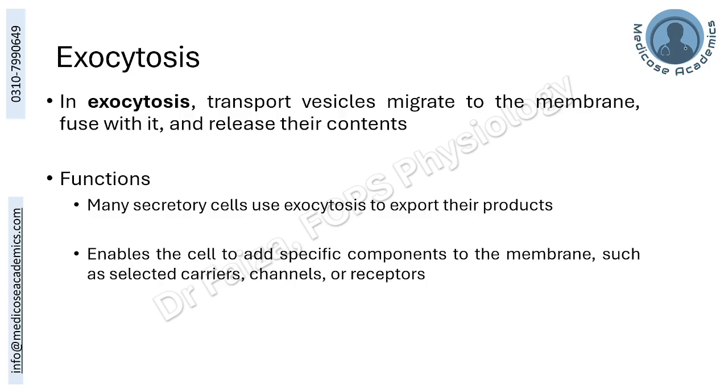So exocytosis is the movement or migration of the vesicle to the membrane, fusion with it, and release of the content outside. The vesicle went, fused, and released. The function, for example, is secretion of products to the outside of the cell. For example, a hormone to be released outside, for example, by the pancreas or the adrenal gland. And number two, it also helps in addition of certain transmembrane proteins to the cell membrane.